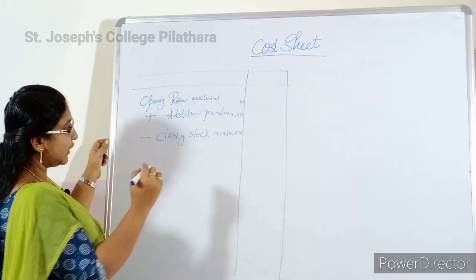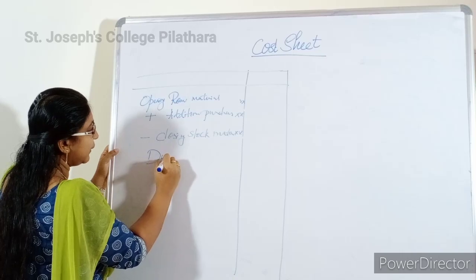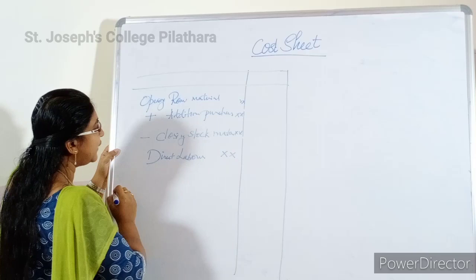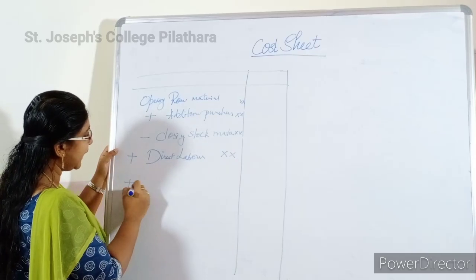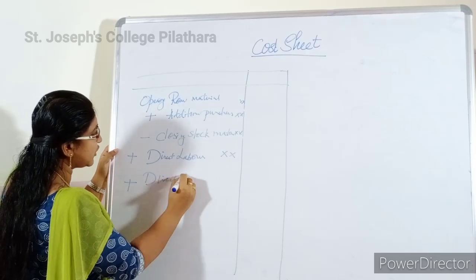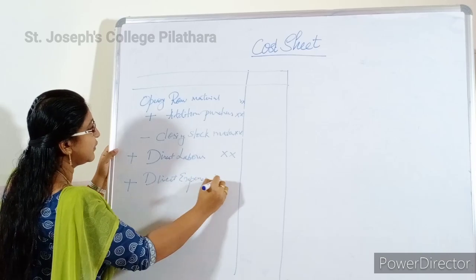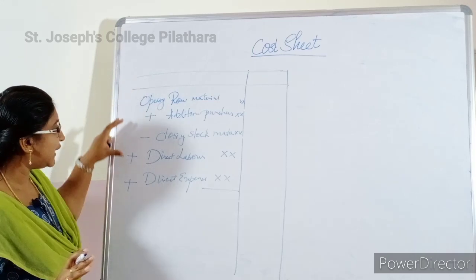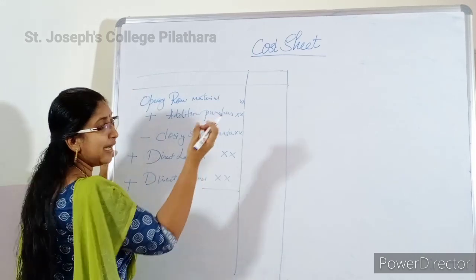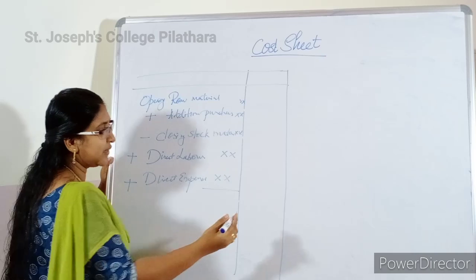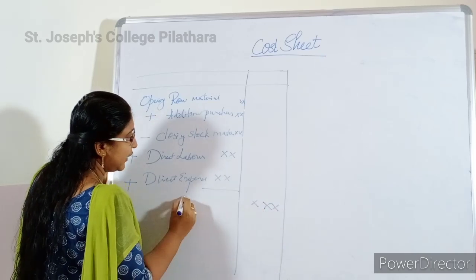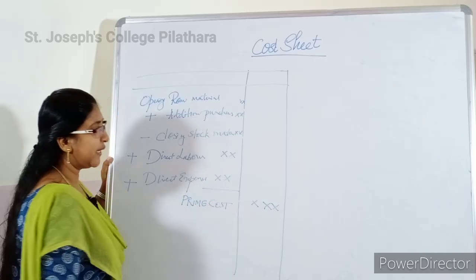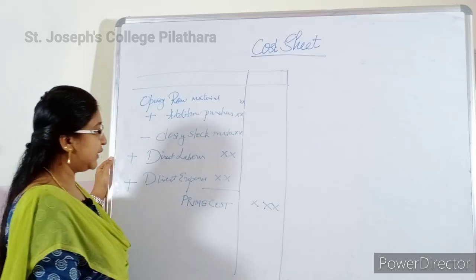Now our other direct costs are direct labor. That also you will add up. Then you will add up the direct expenses. So all your direct items are over. When you add up all the direct costs like direct material, direct labor, direct expenses, you will get the prime cost. This is the prime cost incurred by the manufacturing concern.